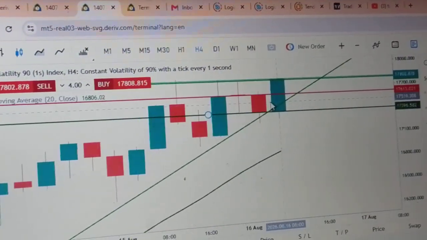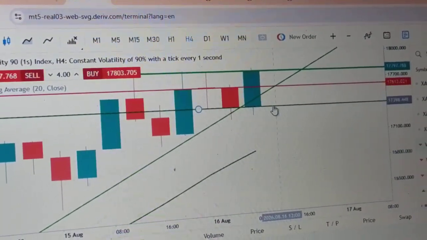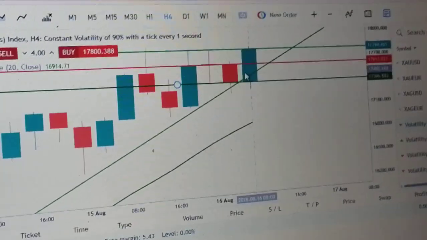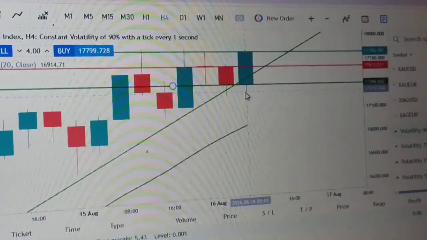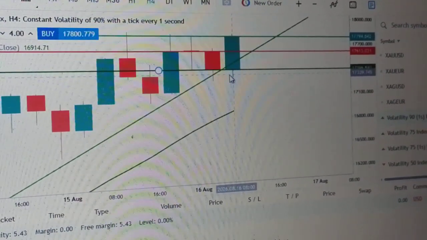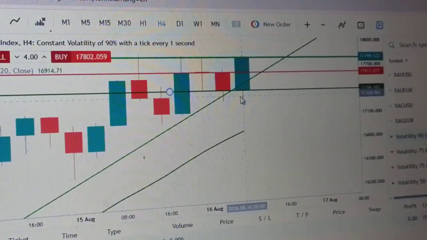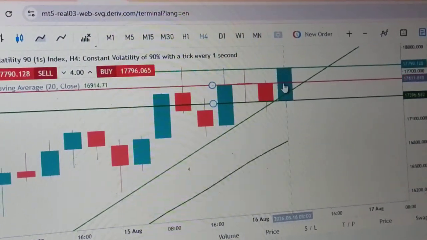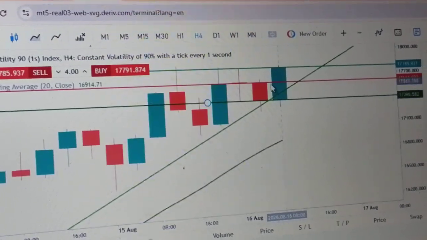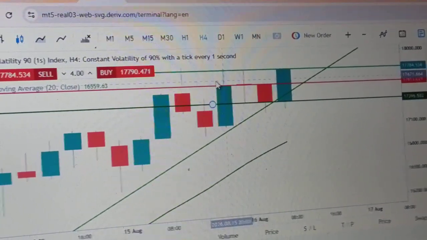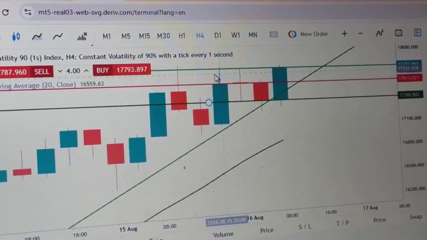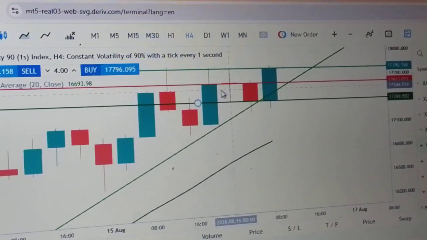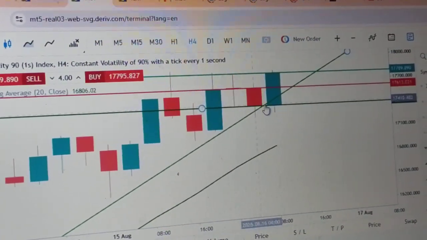Nowadays I use something called CRT. CRT is candle range theory, whereby you mark the highs, the lows, and the close of a 4-hour candle, and then you mark your area of interest. After marking the high, the low, and the close of the previous 4-hour candle, the last 4-hour candle, you check.